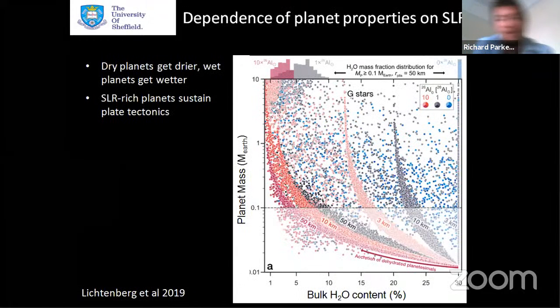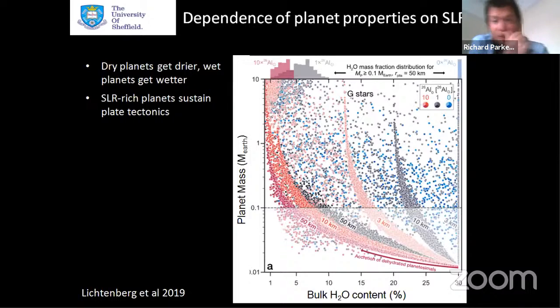This later work by Tim is something I wasn't involved in, but I'd like to show it because I think this is really cool. Tim showed that for a given abundance of aluminium-26, you get a very different outcome for the final planets that form in the disk. If you have aluminium-26, then the planets tend to be heated and they dry out. So they have a very low water content compared to planets that don't have any aluminium-26 and no radiogenic heating.